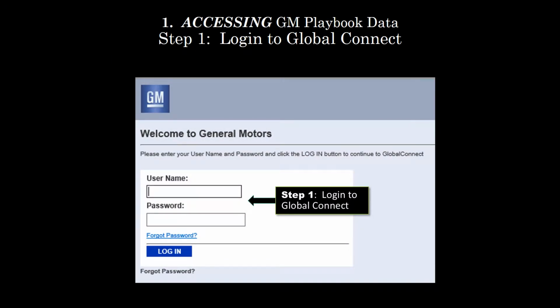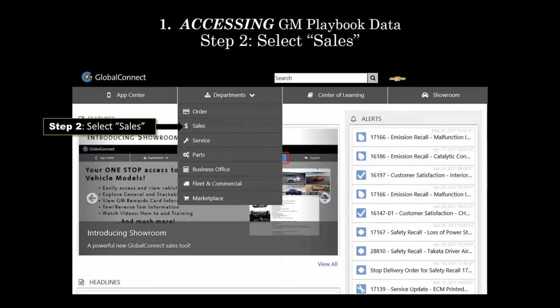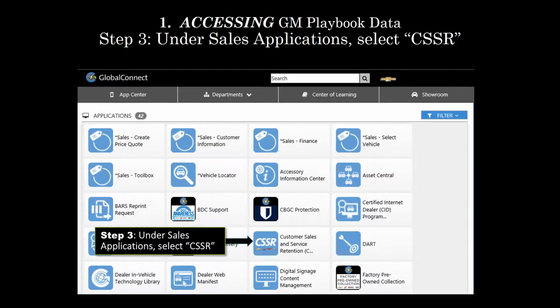Let's get started by accessing GM playbook data. Begin by logging on to Global Connect. Click on Sales under the App Center. Then once you're in Sales, click on CSSR, Customer Sales and Service Retention.